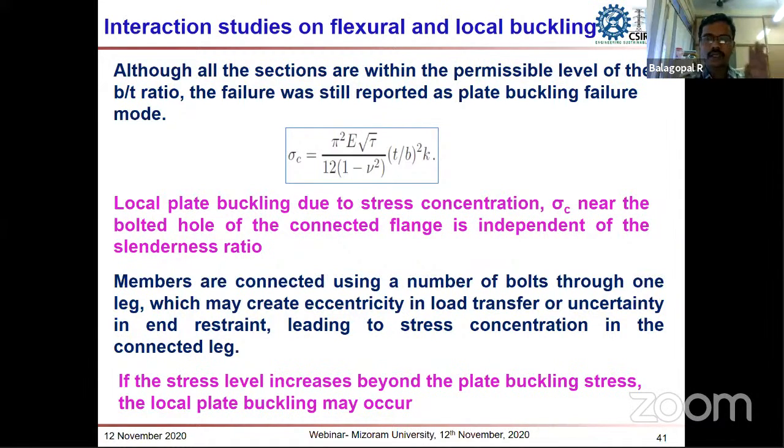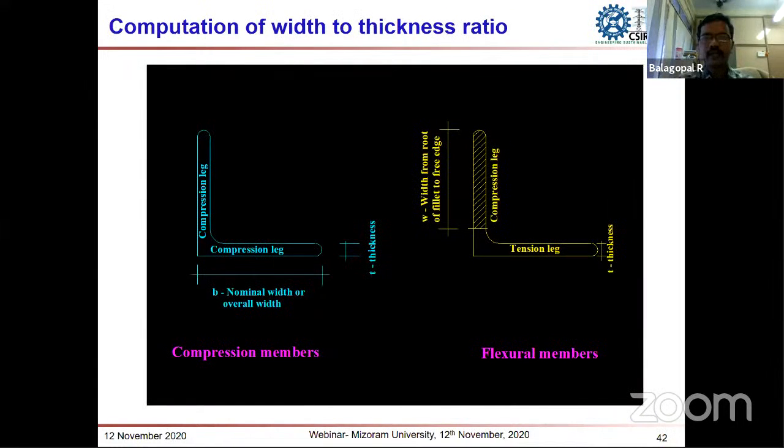In the case of a leg member, we will connect both the flanges. In the case of a bracing member, only one flange will be connected. Those angle sections are susceptible to stress concentration near the bolt holes. There, the buckling of the angle section may happen due to the stress concentration near the bolt holes of these bracing members. Some case studies we have conducted, I will show.